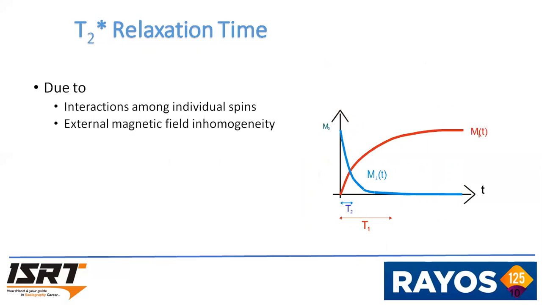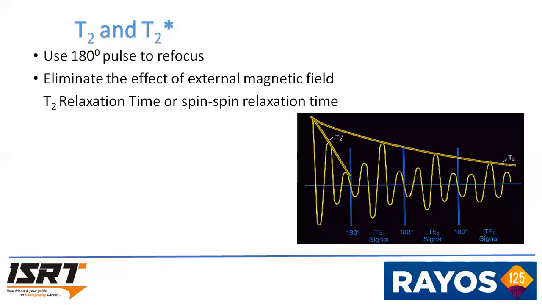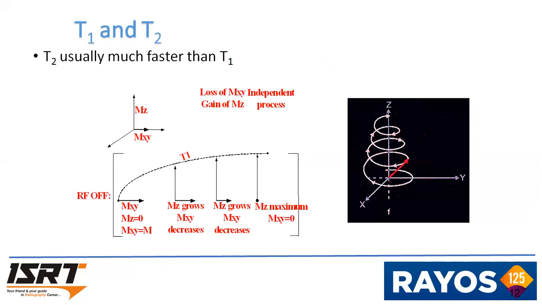T2 relaxation time is due to interaction among individual spins and external magnetic field inhomogeneity. T2 and T2 star use a 180-degree pulse to refocus and eliminate the effect of the external magnetic field. T2 relaxation time or spin-spin relaxation time. T2 relaxation is dephasing, loss of transverse magnetization. T2 time refers to the time where only 37% of the original transverse magnetization remains. T2 is usually much faster than T1.